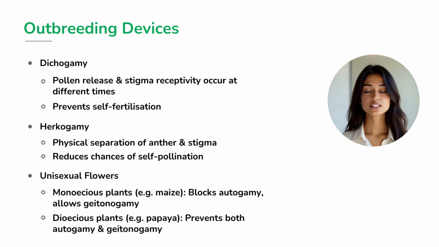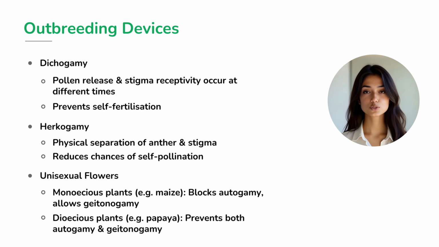Here, the pollen is released either before or after the stigma becomes receptive, making self-fertilization nearly impossible. Another is herkogamy, a physical separation. The anther and stigma are positioned in such a way that pollen can't easily reach its own stigma. Then comes self-incompatibility, a genetic safeguard. Even if self-pollen lands on the stigma, the plant actively blocks its growth, preventing fertilization from taking place.